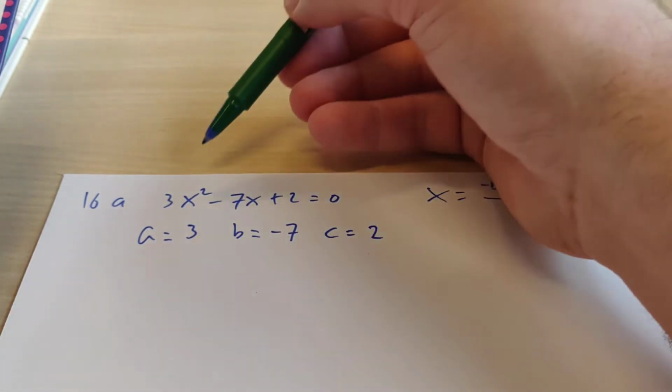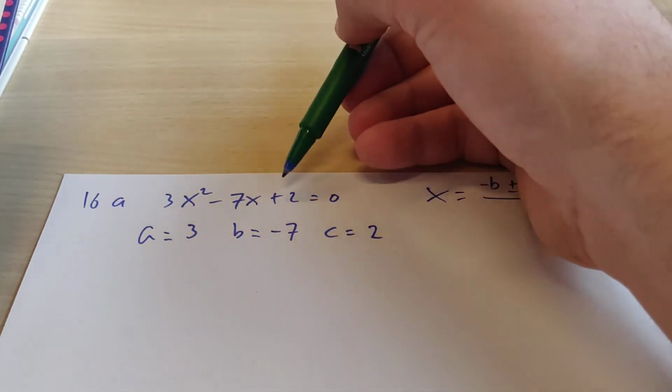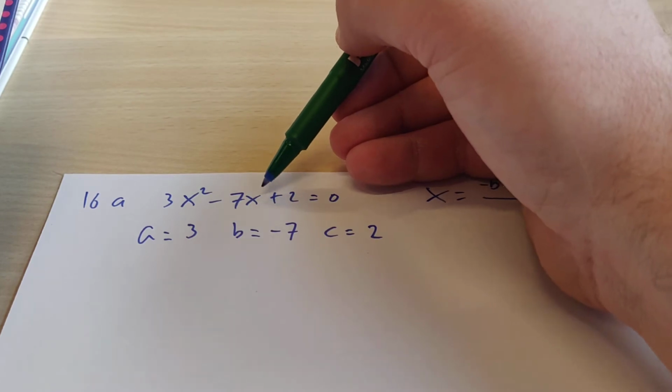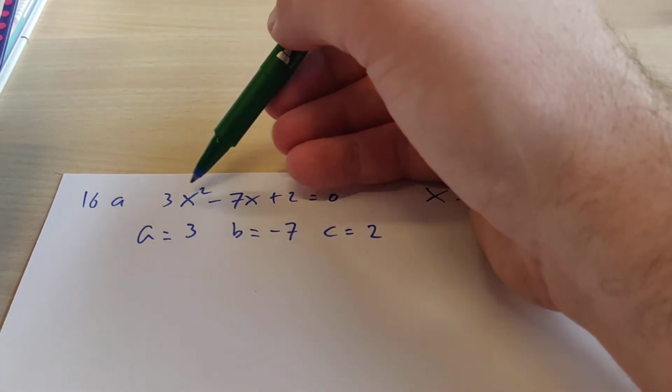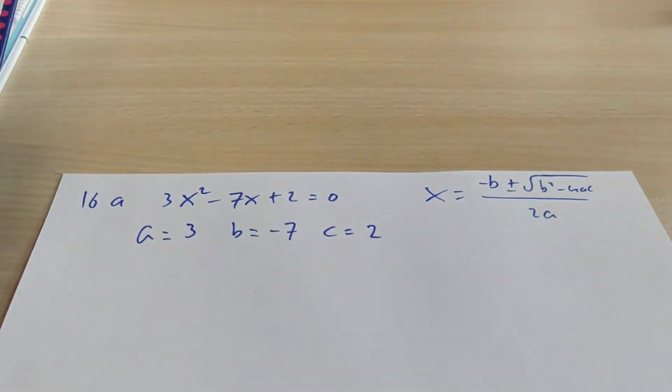Now be careful, because sometimes these are written down in a different order. For example, the x squared can be over here. That means that the a would have been minus 7 if there was an x squared here. Right? So be careful where the x's are, and then write down what a, b, and c are.